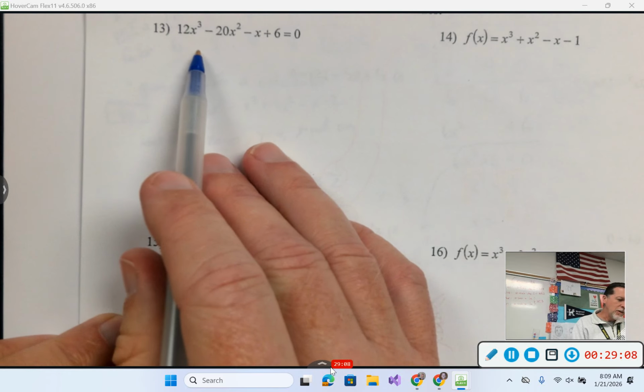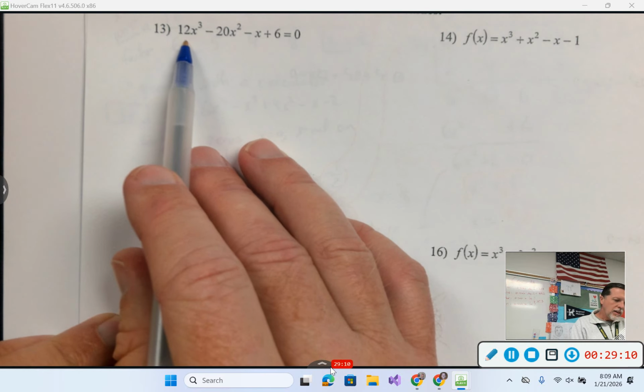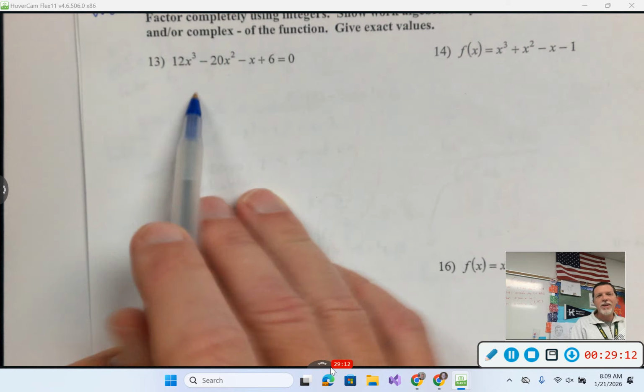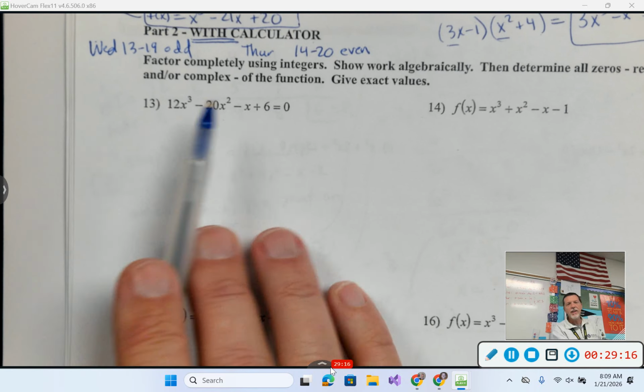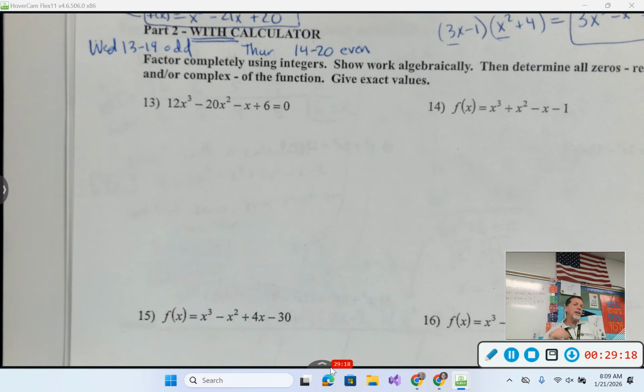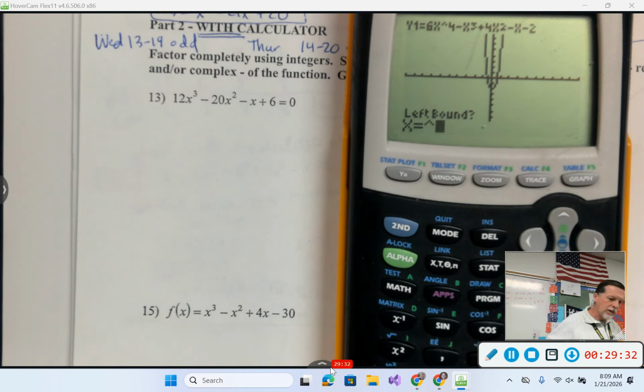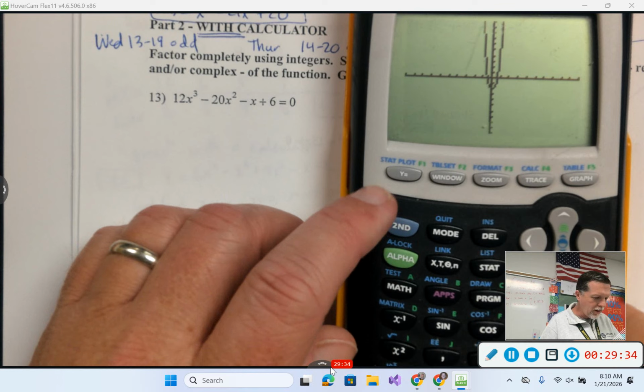Let's see if we can do number 13, excuse me. How many total zeros will there be? 3. How many do I need to find before I can handle this thing without the calculator? If it starts at x cubed, I need to get it to x squared. So I just need to find 1. If I can find 1, I'll be good. So let's use the calculator and see if we can find 1.